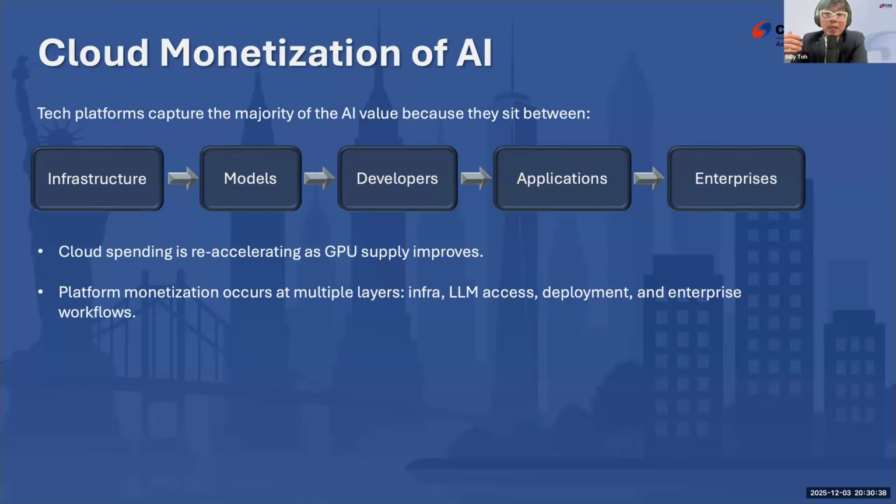As GPU supply improves, your cloud spending will reaccelerate. So AI workloads will increase compute consumption and platforms lock in. Your Microsoft, your Google, your Amazon will be able to monetize AI across multiple layers going forward: in terms of infra, the models, the APIs, workflows, and enterprise use cases. Billing will happen on consumption, meaning there will be recurring revenue. This is probably on a longer term basis, which I will touch on later in terms of where the investment wave is going to come, right?